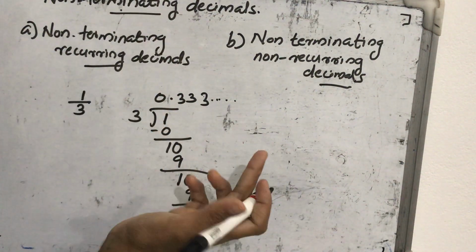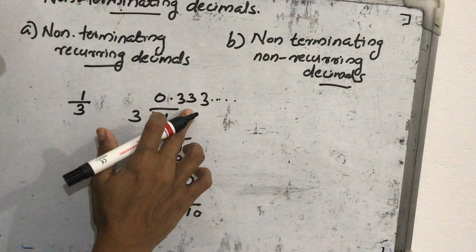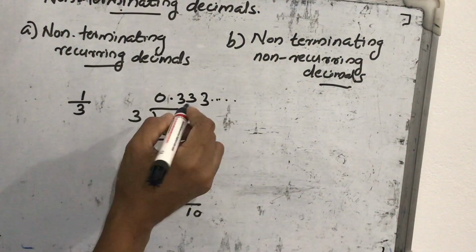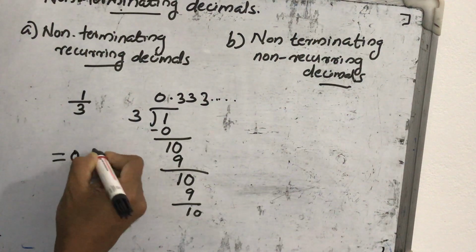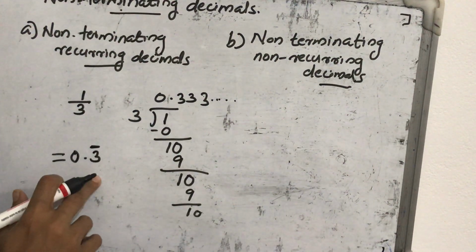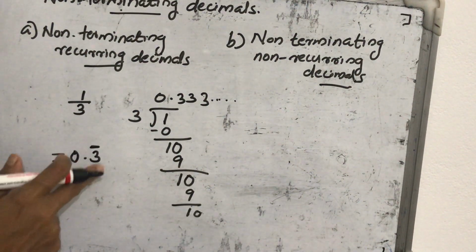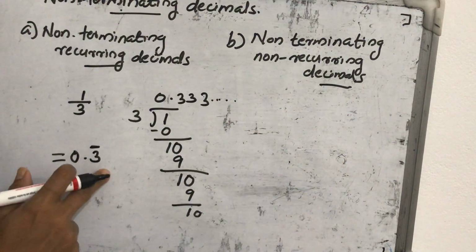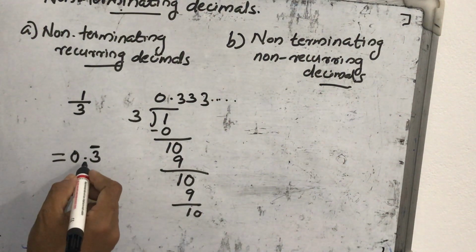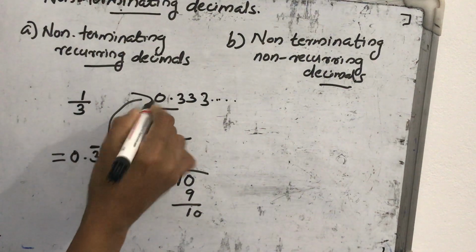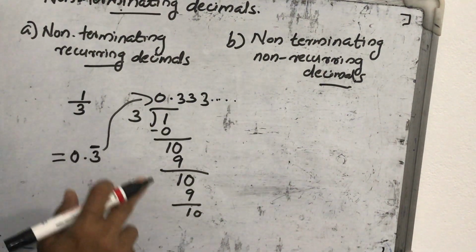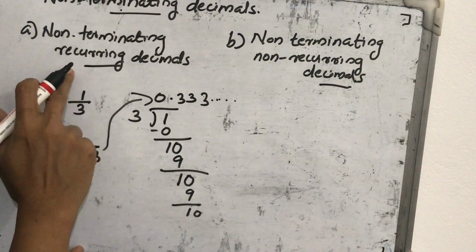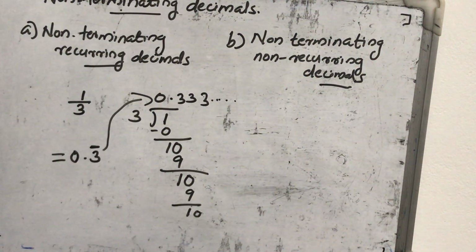Recurring means repeating. So in this case, which digit is repeating? 3 is repeating. So we can represent this as 0.3 with a bar on top of the 3. What does this mean? This will be equal to 0.333, where the digit 3 is repeating. So this is an example of non-terminating recurring decimals.